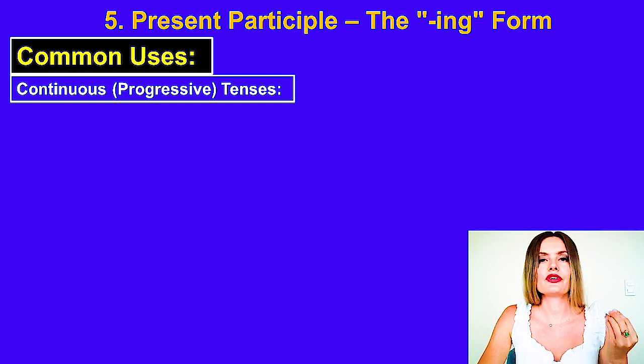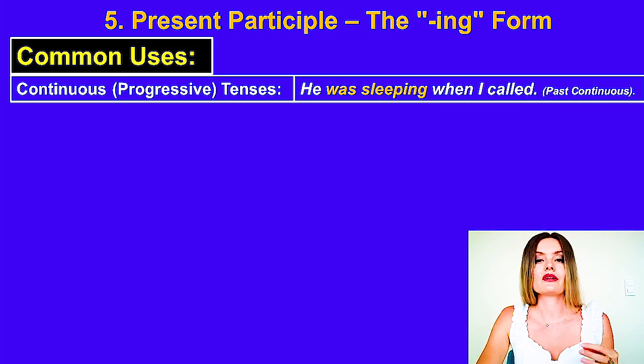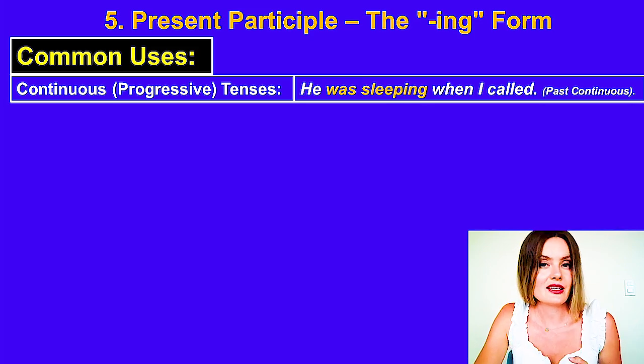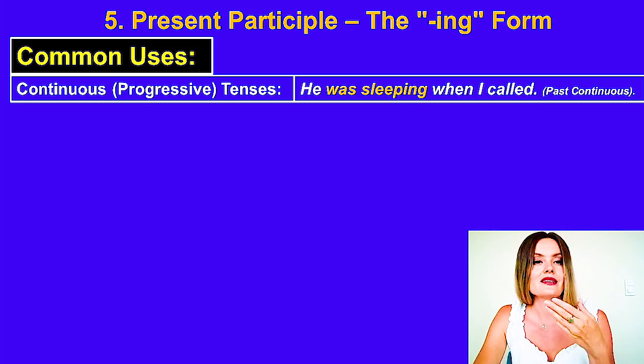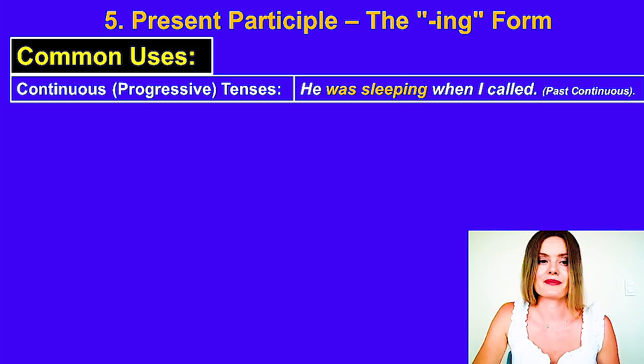Now, common uses. As I said, we use the present participle in continuous or progressive tenses. For example, he was sleeping when I called. This is past continuous. Was sleeping. Sleeping is the present participle form of the main verb.